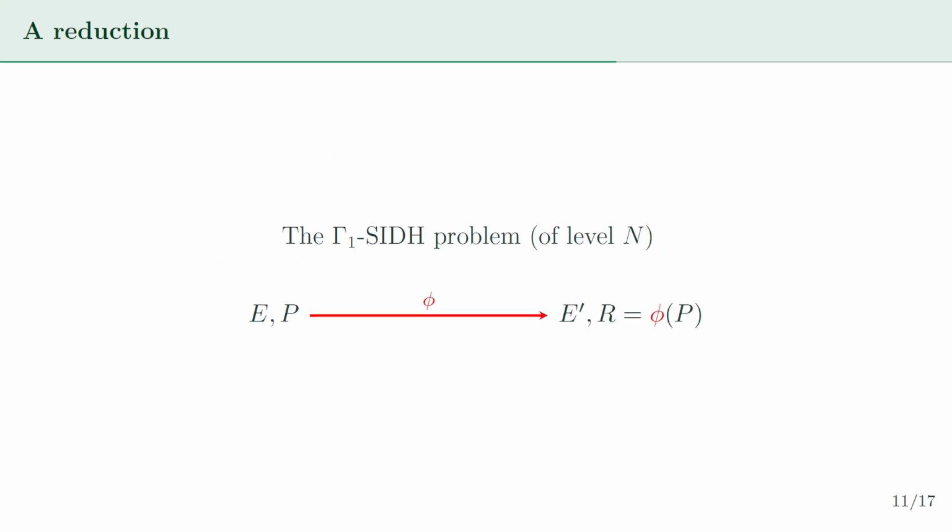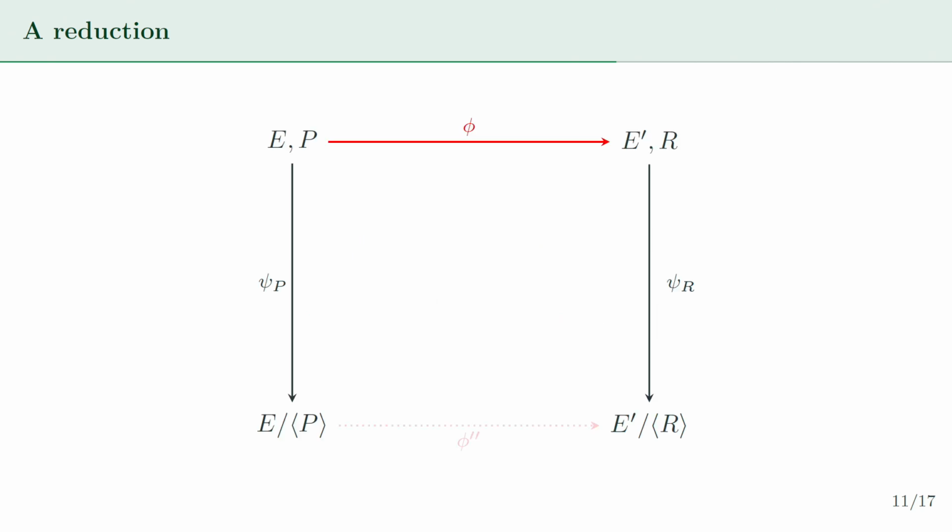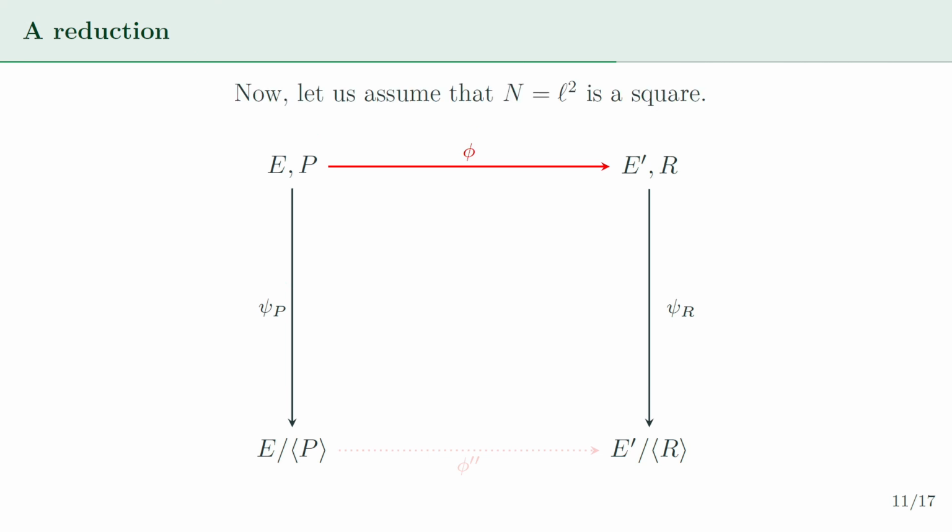So the gamma-1 SIDH problem is the following. You are given two curves, with the promise that there exists an isogeny, and you are given the image of one torsion point of small order through this secret isogeny. The first thing to notice is that these points define two parallel vertical isogenies. Parallel in the sense that there exists another isogeny on the bottom, which is also parallel to the previous one. So what happens if the order of the points is a square?